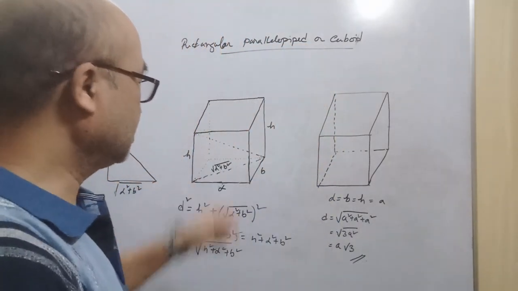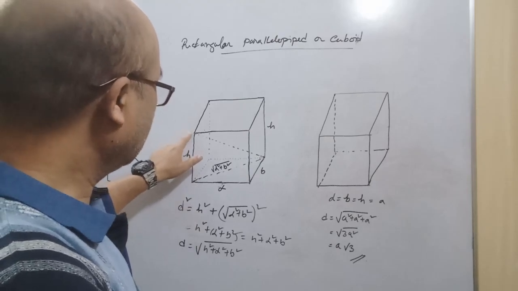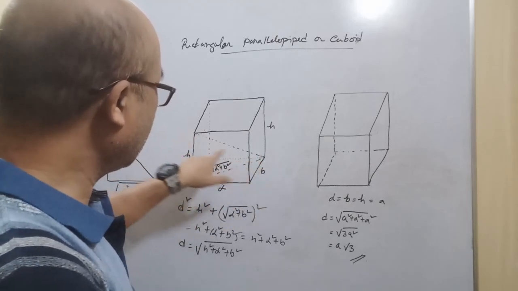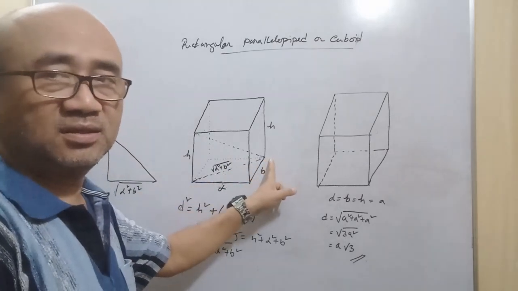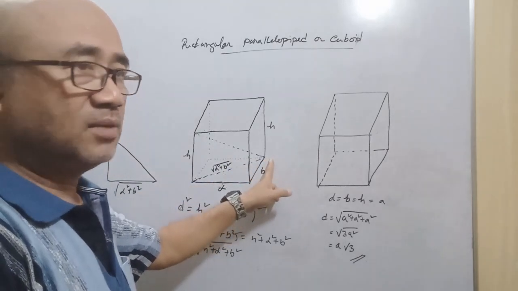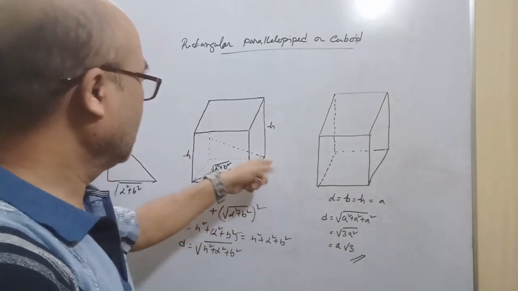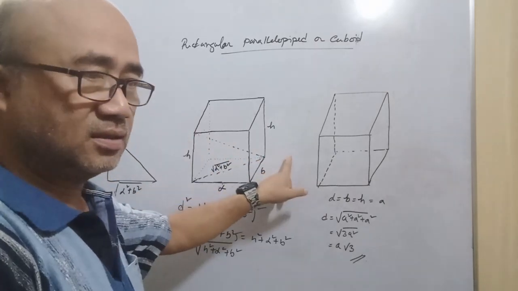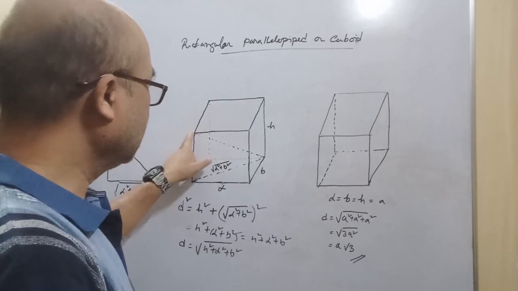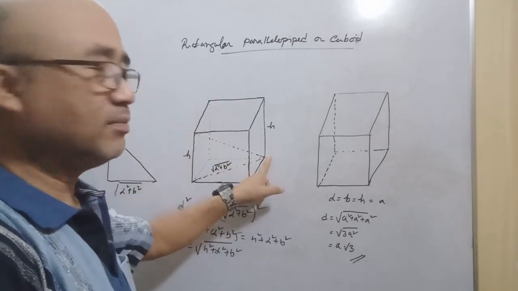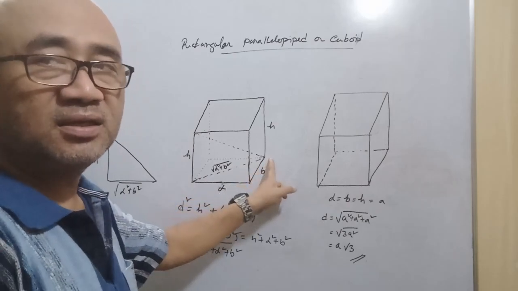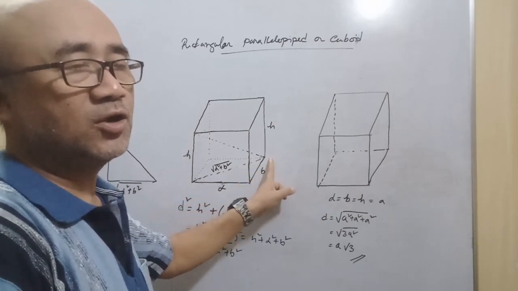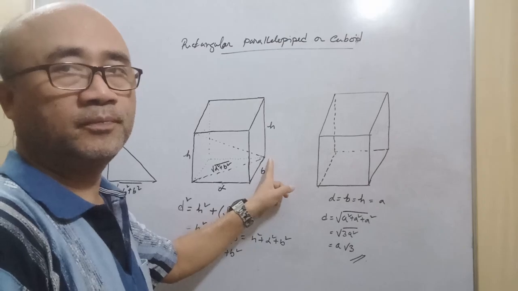And also remember this, that the body diagonal, from one vertex to the opposite vertex, represents the maximum length of a line that can be drawn inside a cube, or the maximum length of a rod that can be fitted inside a cuboid shaped room. Okay.